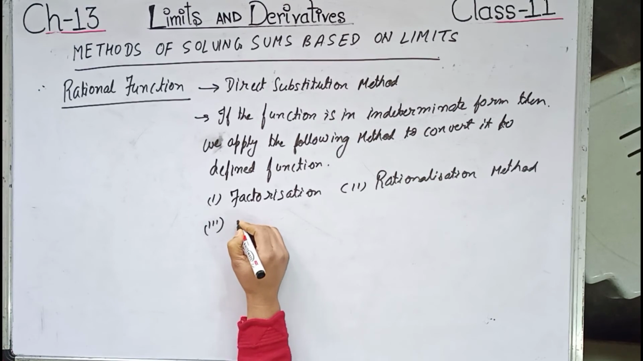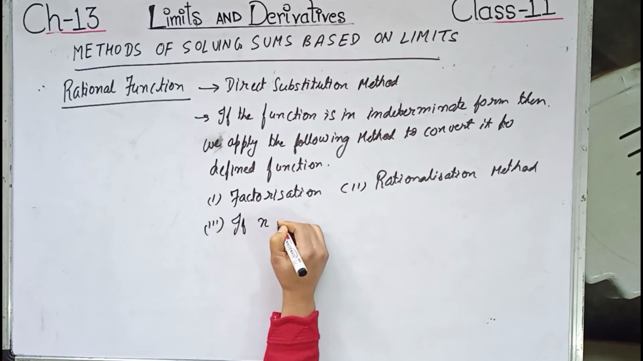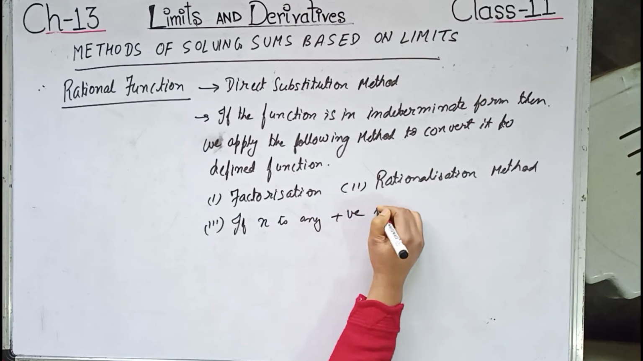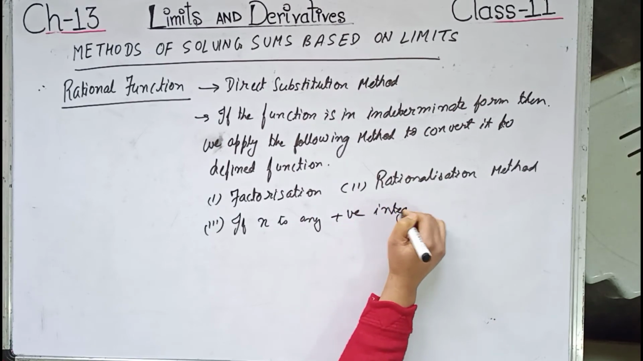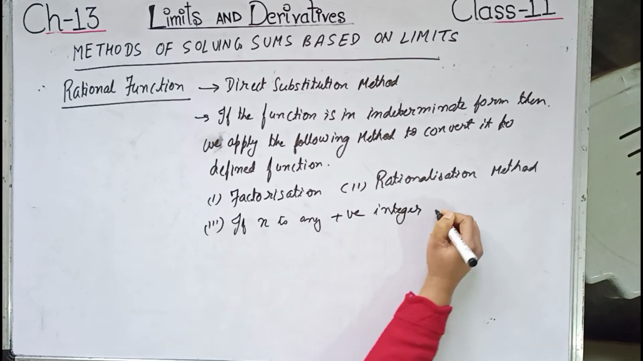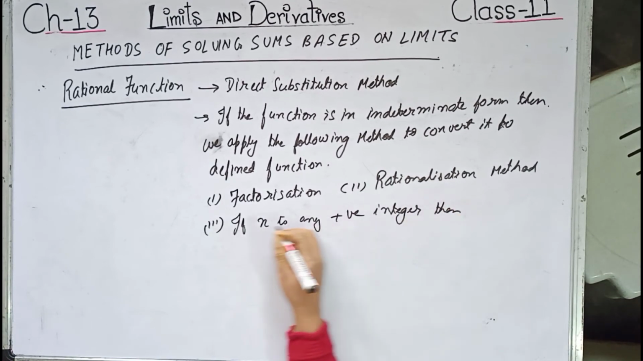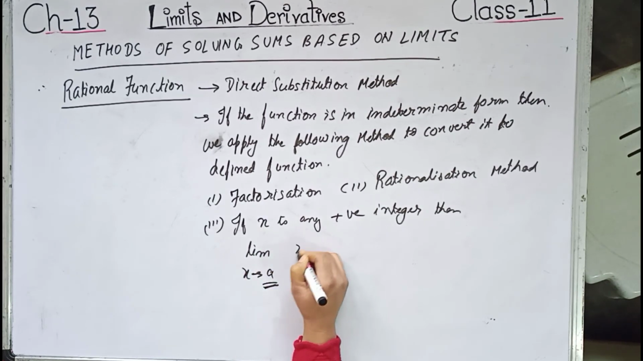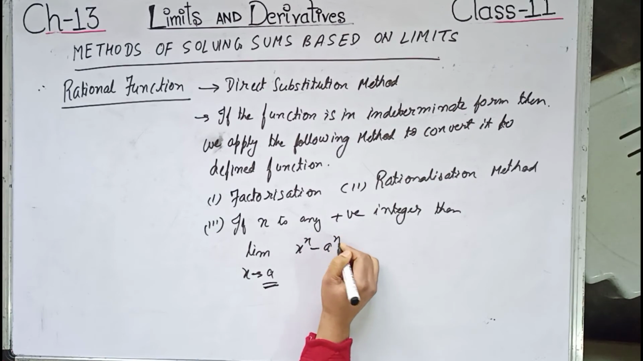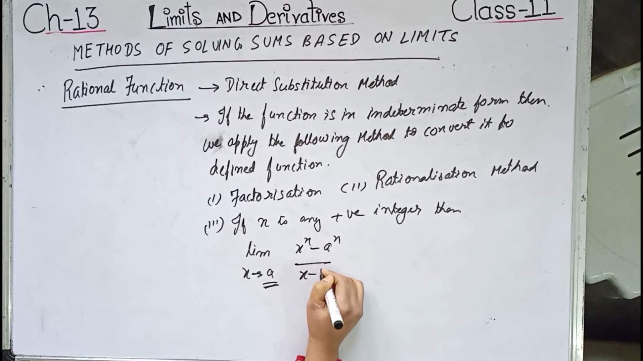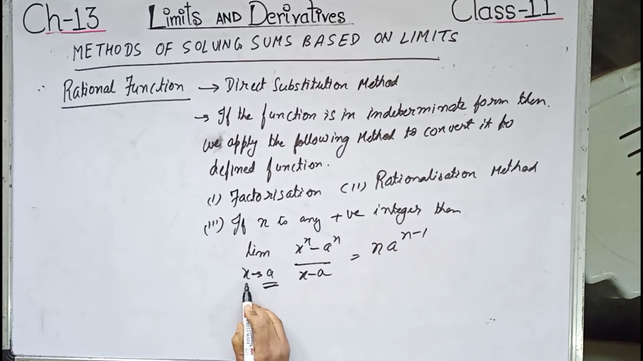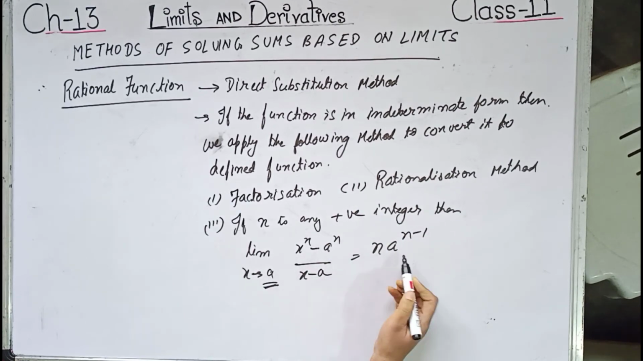That is, if n is any positive integer, then limit x tending to a, remember x tending to a, of (x to the power n minus a to the power n) by (x minus a) equals n a power n minus 1. Remember, x is tending to a.